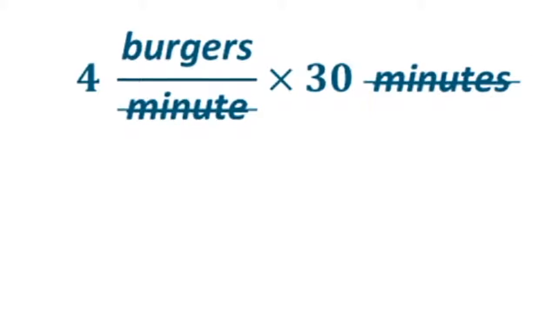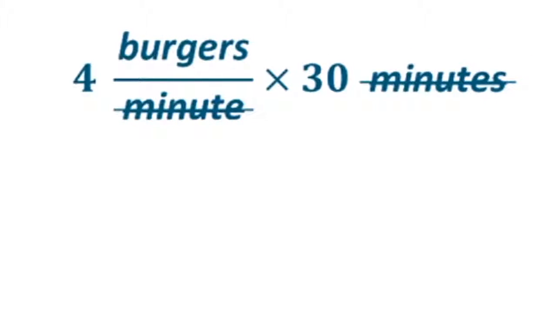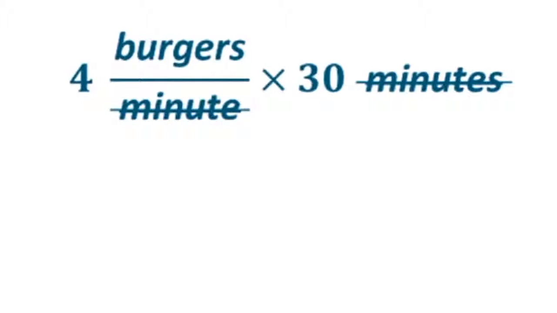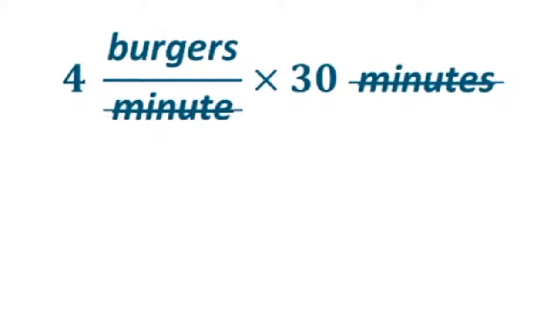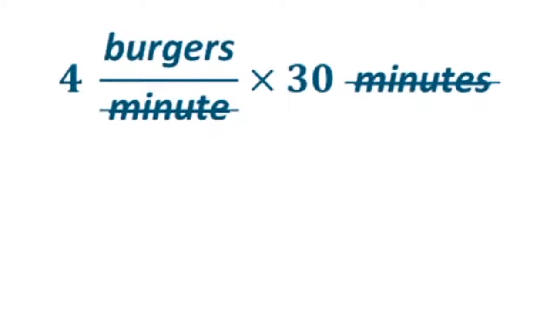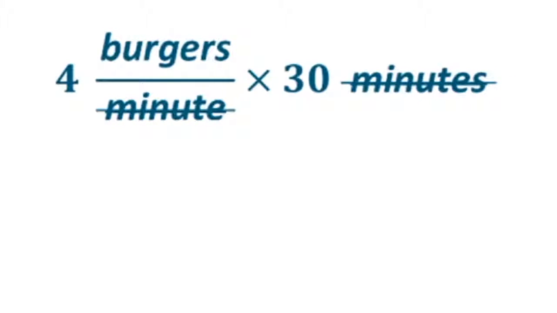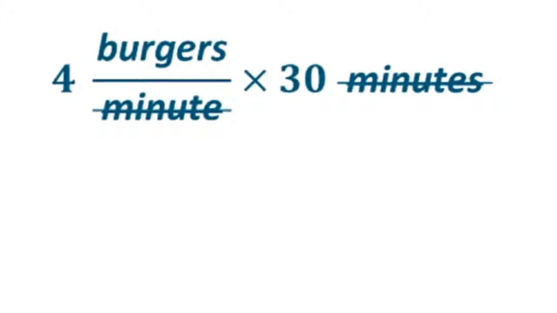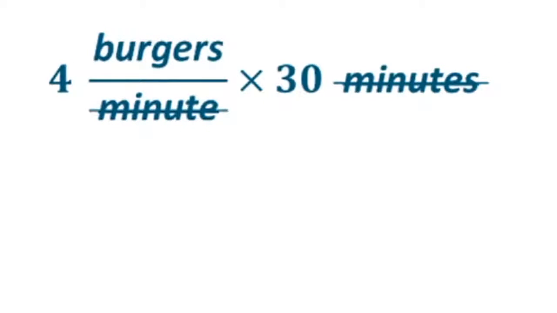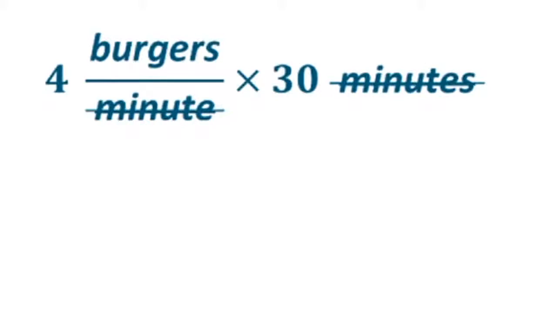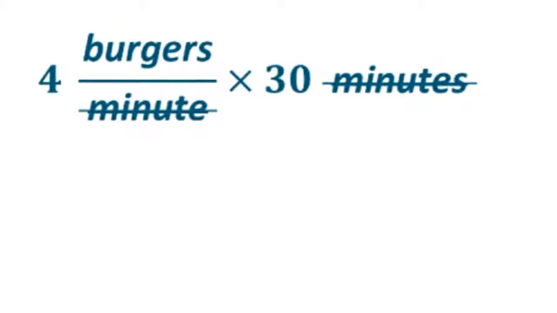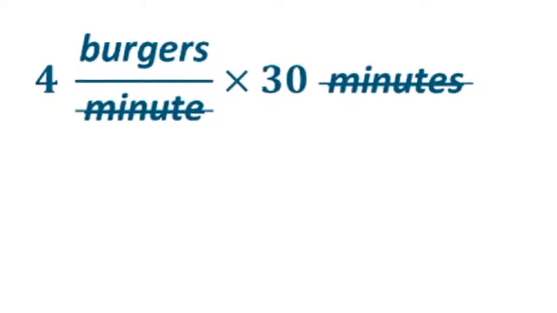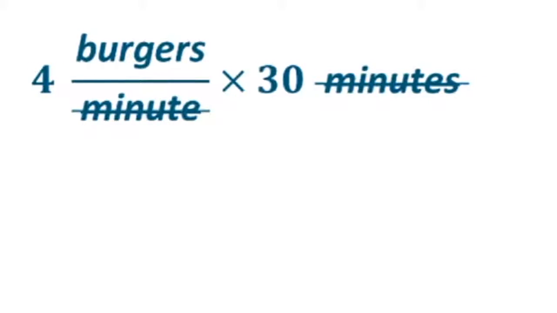Since we have this minutes unit on our right as a numerator and minutes unit on our left as a denominator, both of those together are going to cancel each other out. That makes sense because we're not dealing with minutes. We don't want to know our answer in minutes. The question was, how many burgers can the burger master make? Not how many minutes it will take him to make the burgers.